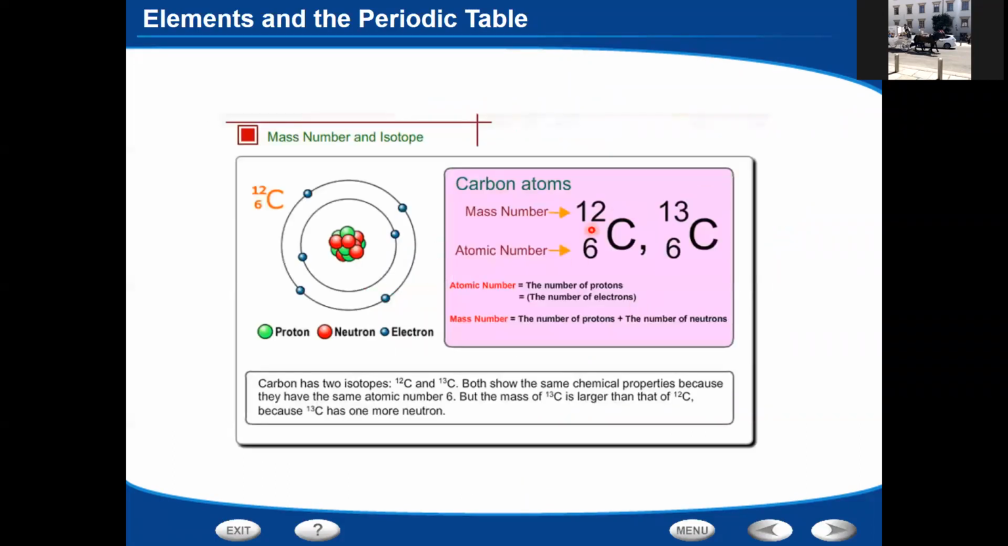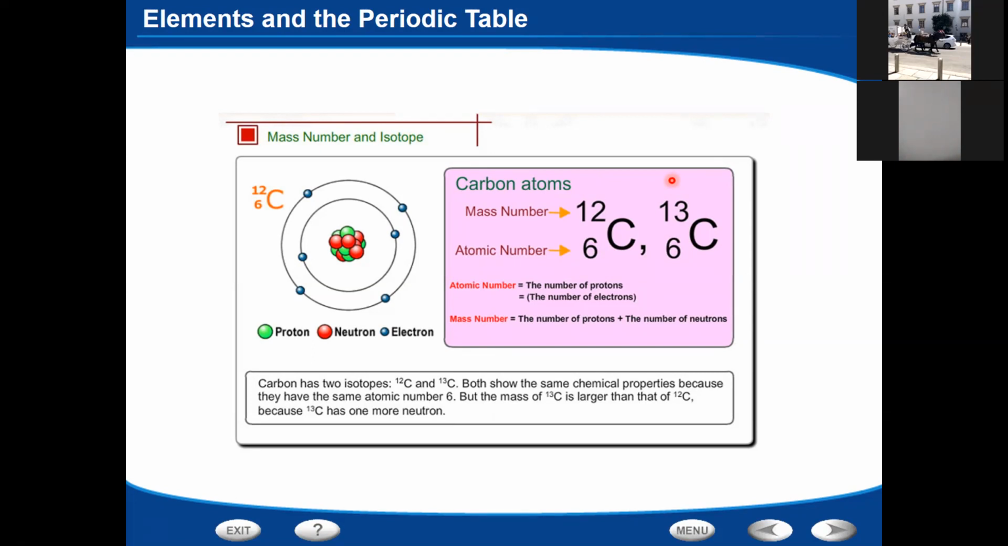Here you have carbon, two isotopes. What's the meaning of isotope? Here, a carbon atom has the same number of protons but a different number of neutrons, so a different mass number. Here, another isotope of carbon has the same number of protons, six, but a different number of neutrons, so a different mass number.